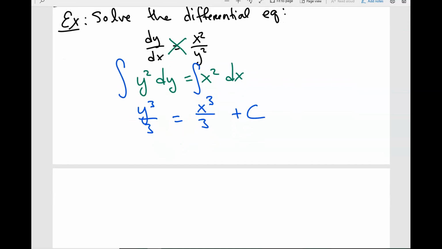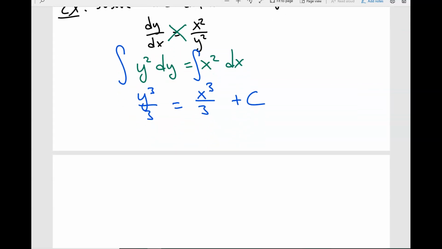Okay, and now all we have to do is solve for y. So let me multiply by 3 on all of the sides. I'm going to multiply by 3 here, and then this whole thing is going to be multiplied by 3. The 3's are going to cancel out. So I have y cubed is equal to x cubed, because this 3 is going to cancel out with that 3, plus another c, because 3 times c is just going to give us another c.